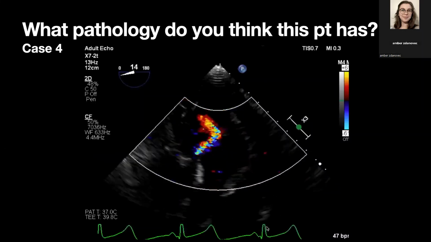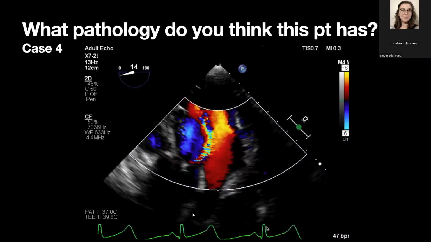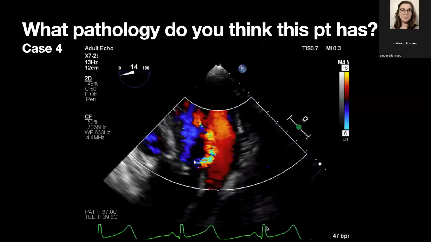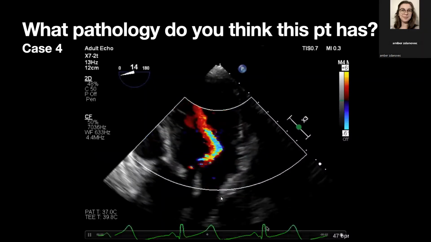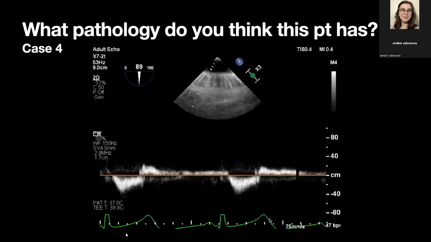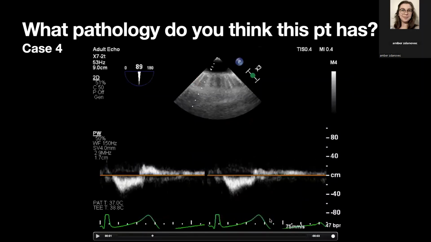This is a deep transgastric view, which is kind of fun to see. Right. And this is diastole, and it almost looks like there's flow during all of diastole, doesn't there?